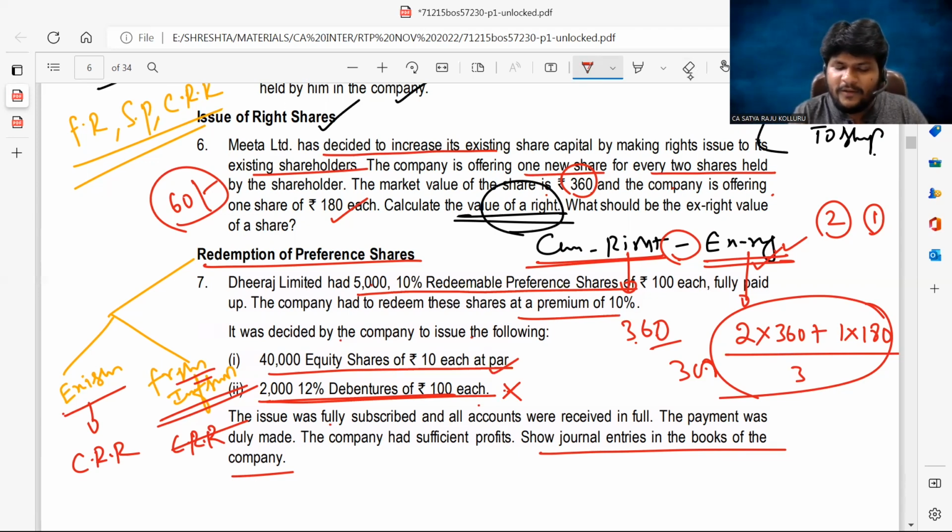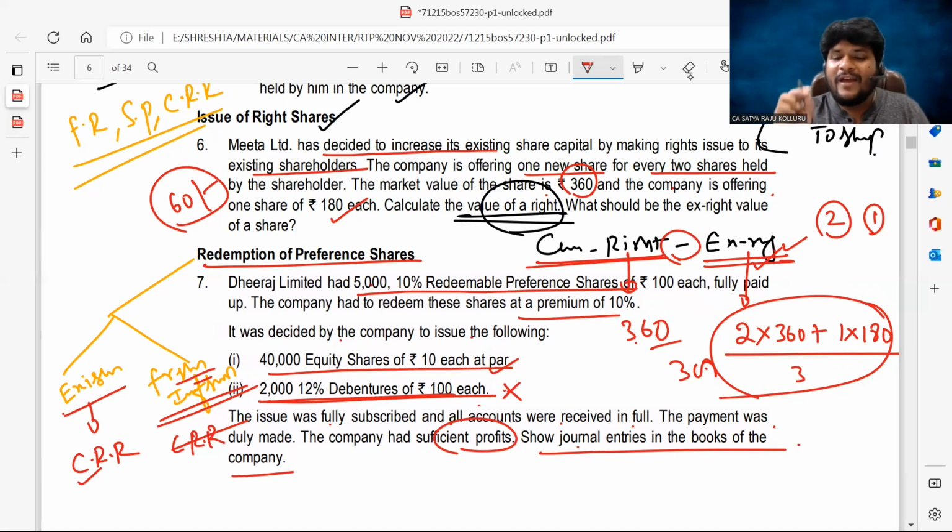The issue was fully subscribed and all amounts were received in full. The payment was duly made. The company had sufficient profits. Show the journal entries in the books of the company. Now, first of all, my question is, how much amount can I transfer to CRR, to the extent of utilization of existing resources? Am I right?